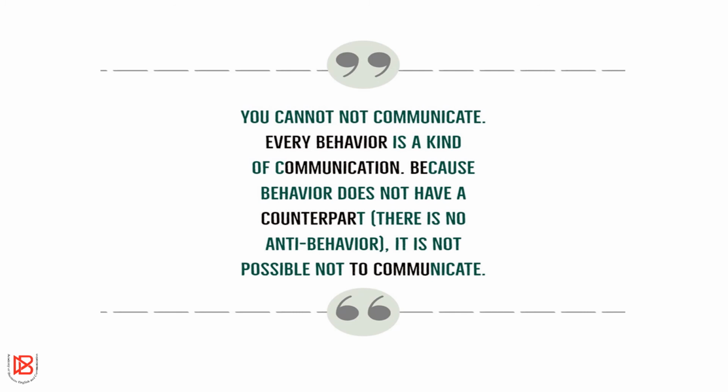So let us understand, you never not communicate, because every behavior is a way of communication, because behavior does not have a counterpart. There is nothing called an anti-behavior. It is not possible not to communicate at all. Even if you are silent, you are portraying that you are not comfortable with the person, with the group. Your behavior itself will be communicating something. As a social person, as we are all living in a society, it is just not possible not to communicate.